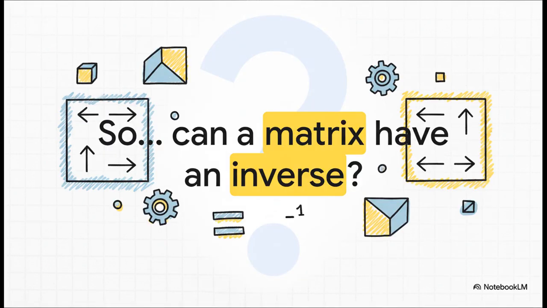So that begs a really cool question. Can we do that same thing, but with a whole grid of numbers? You know, with a matrix? Is there a matrix out there that can undo another one? And the answer is a huge yes. And believe me, it is an absolute game changer.